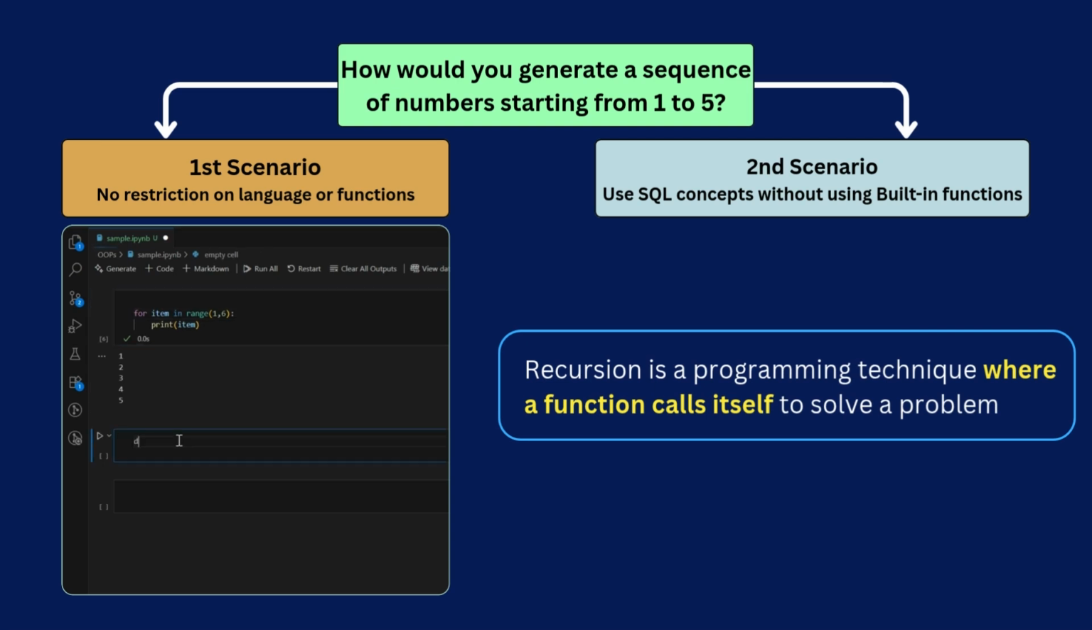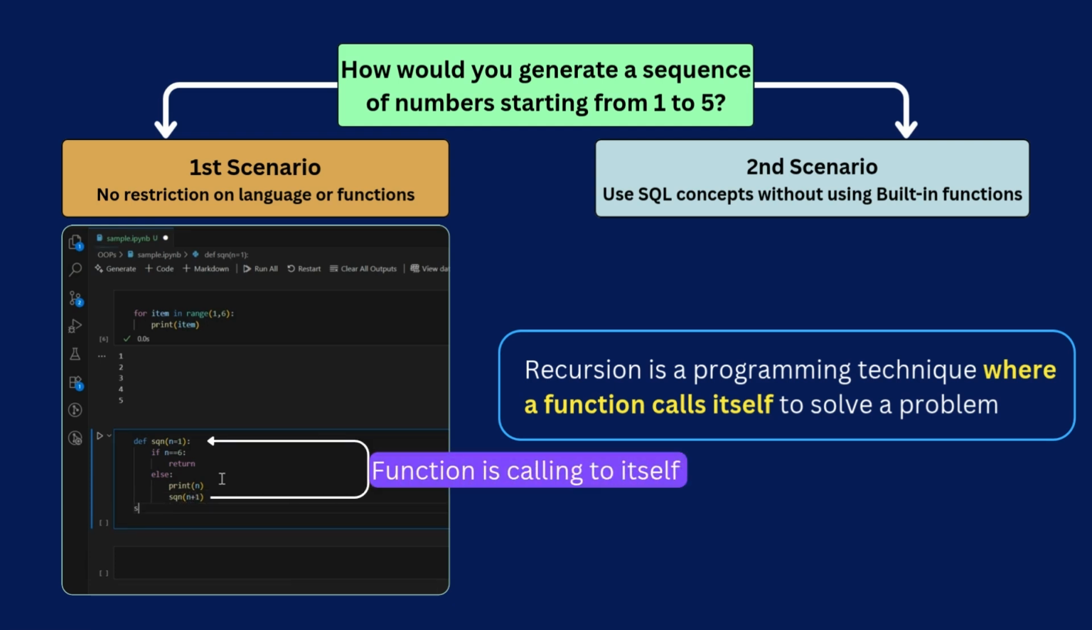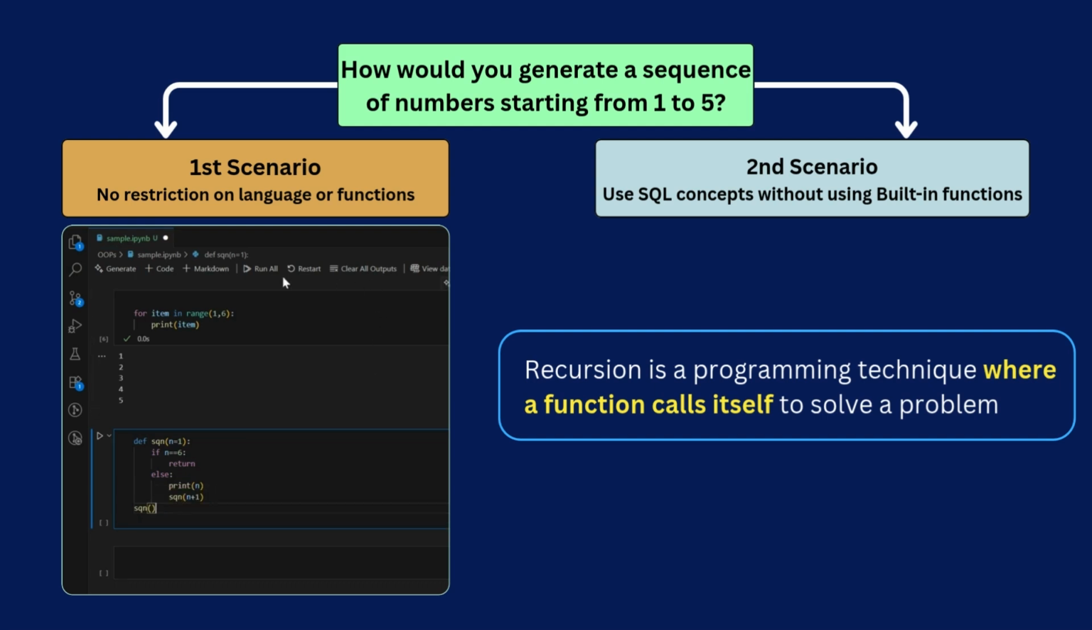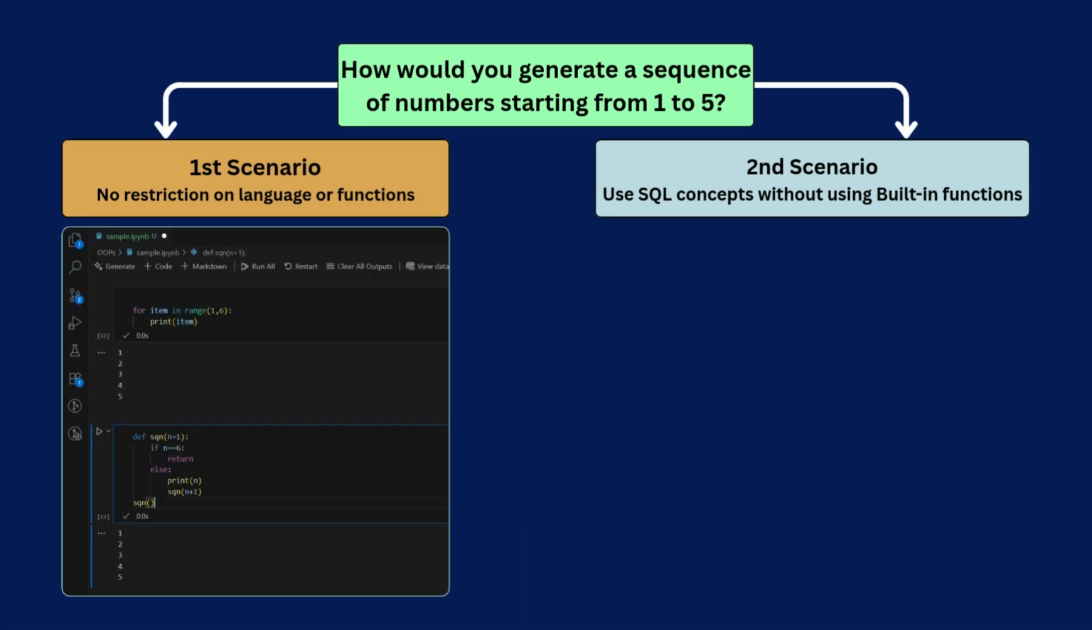For that, I am defining one function sqn with parameter n with value of 1. Now I am checking the condition: if n equals 6, then I am returning from the function. But in case it is not 6, then I am printing the value of n, and then again calling my original function sqn with incremented parameter, n plus 1. Now if I call my sqn function, it is going to give me the desired sequence. So you can see this one. It seems super easy, right?